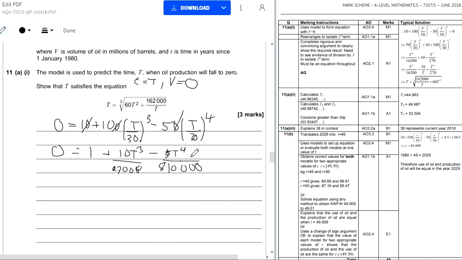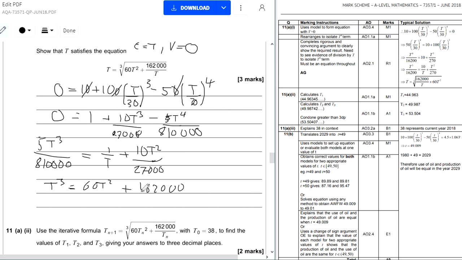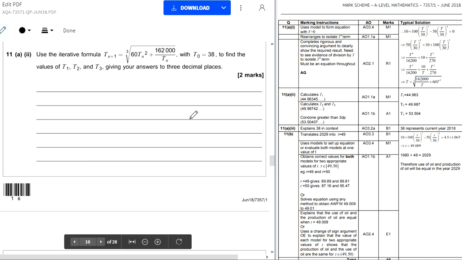So what I'm going to do then is I'm going to move this over to this side and also divide by T. So we're going to get T cubed, and then I'm just going to multiply by this and cube root, and I should get the same thing. So T cubed is equal to 0 over T, and then I'm just going to cube root it, and there's our answer.